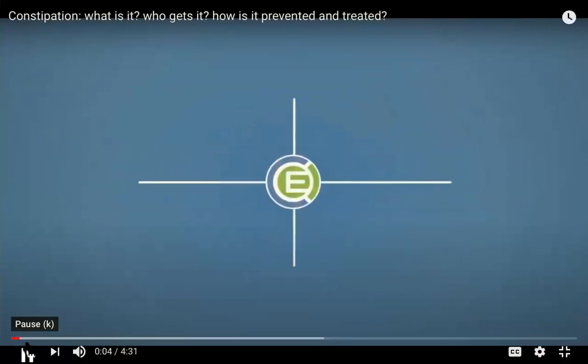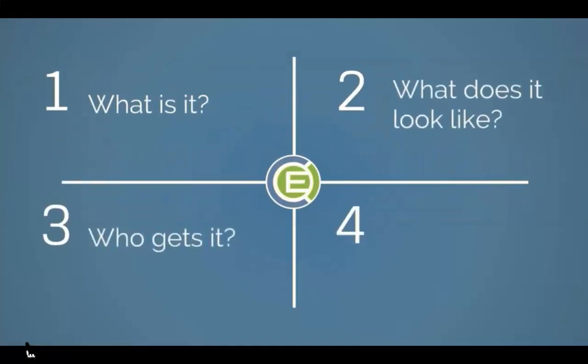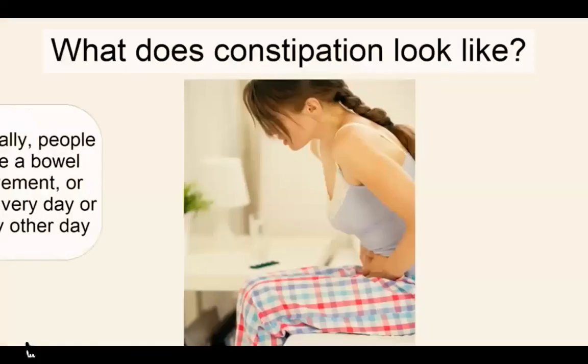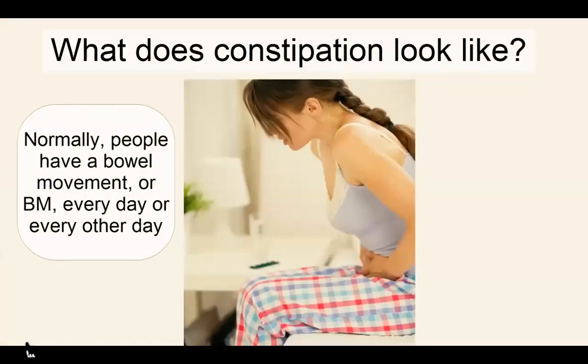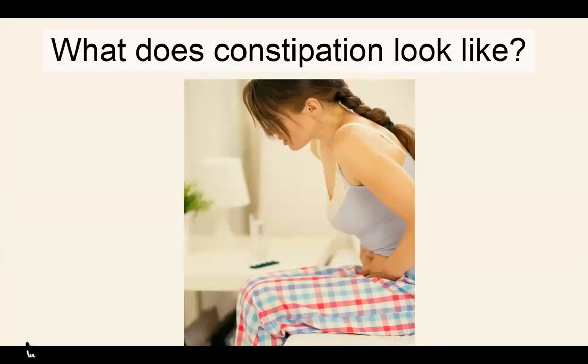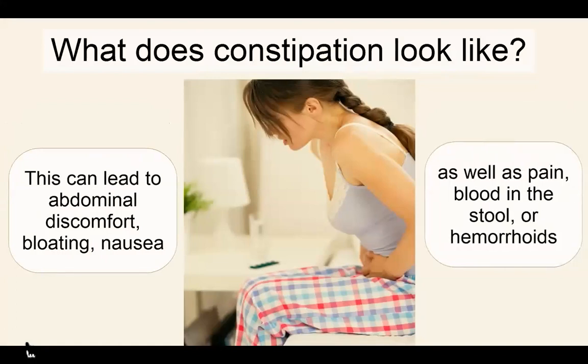Constipation. We will discuss what it is, what it looks like, who gets it, and how we treat it. Constipation is simply defined as a disruption in normal bowel movements. Normally, people have a bowel movement, or BM, every day or every other day. If you do not have a BM for more than 2 days, the stools can become hard and difficult to pass. This can lead to abdominal discomfort, bloating, nausea, as well as pain, blood in the stool, or hemorrhoids.